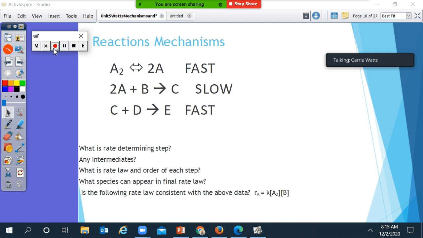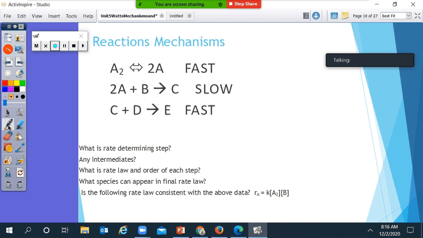Okay, so yesterday we talked about reaction mechanisms where we have several elementary steps that add up to an overall balanced reaction. We also learned that the rate determining step is always going to be the slowest step, so that the reaction can only proceed as fast as the slowest step.